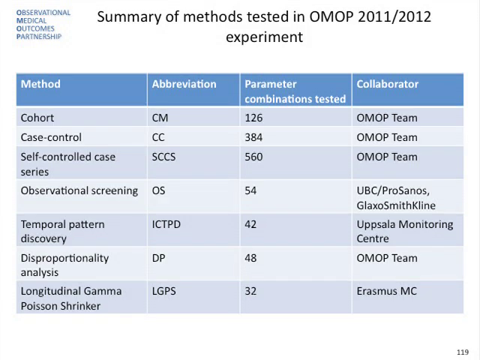So you will find this, I believe, in your material, but in summary, these are the methods that form the backbone of the experiments you're going to hear about for the rest of the day. Two types of study design, so methods that fall into that self-controlled cohort approach are the temporal pattern discovery and observational screening, which you will hear about in some detail in subsequent slides.